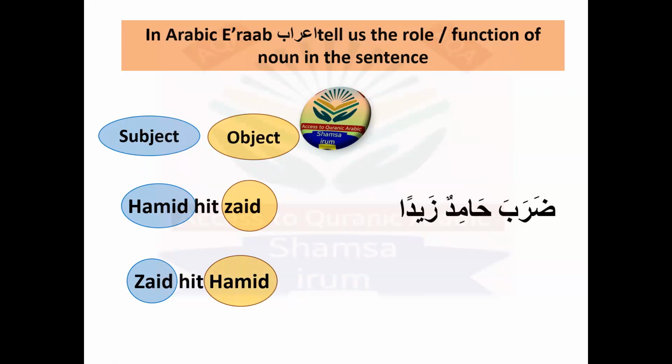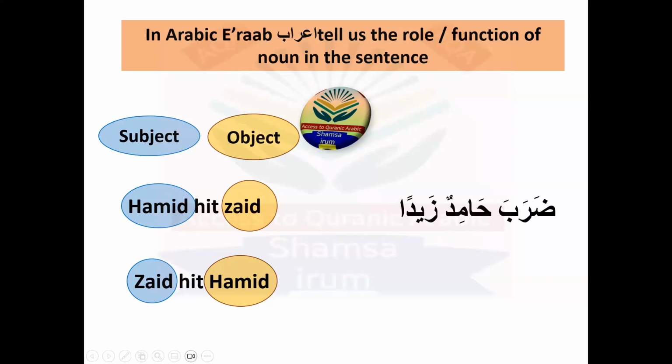But what about the Arabic? I wrote this sentence in Arabic, Hamid hit Zaid, it means Daraba Hamidun Zaidan. So how will we know which is the subject and which is the object? Daraba is a fail, a verb, so put it aside. We will now notice the nouns. Hamidun, Zaidan, they are both nouns, so we have to know the position, the role, the function of these 2 nouns, which word acts as a subject, as a doer, and which word acts here as an object.